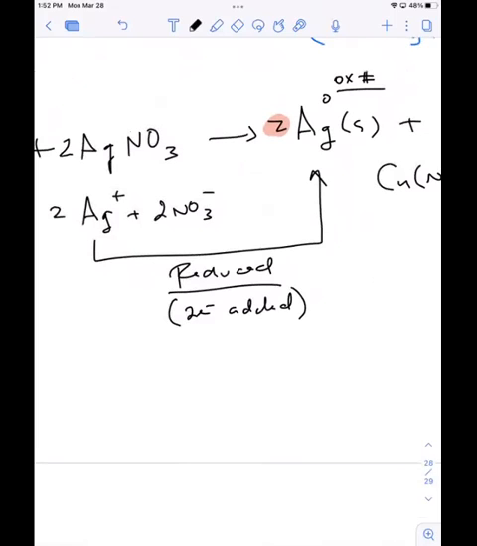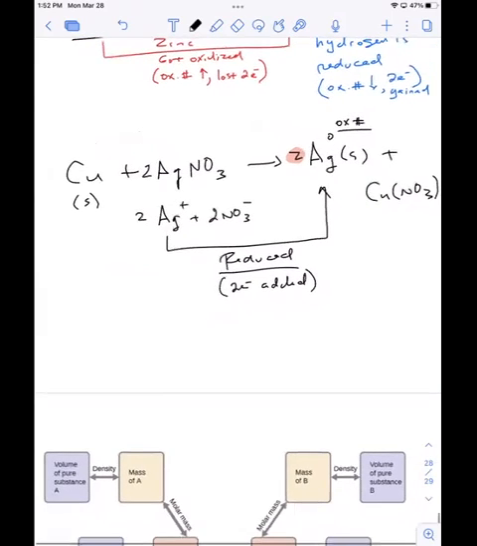Are y'all following? Does that make sense? Both silvers are +1 on the reactants, and then both of them are 0 in the product. So each one of them picked up an electron. So I have a total of 2 electrons added. So does that mean that since this was reduced, then the other components will be oxidized? That's exactly what it means.